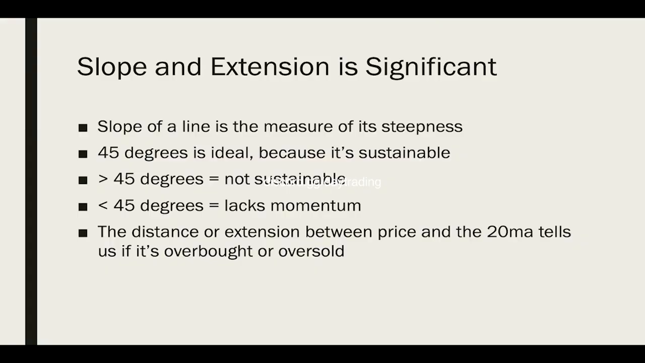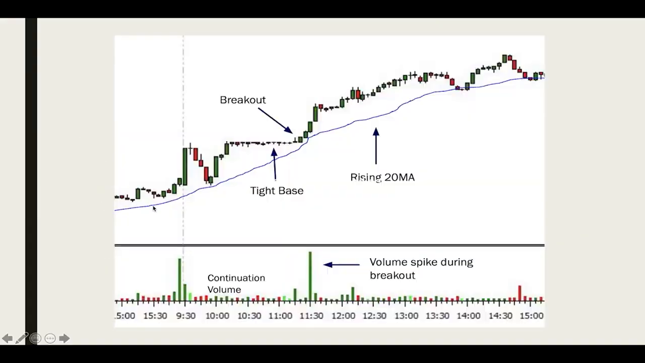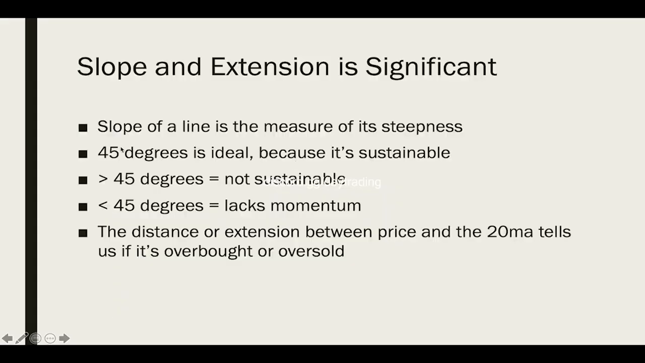That is the measure of steepness of a line. If you have ever taken math classes, I'm sure you have calculated the slope for different math questions before, but we have to remember the 20-day moving average is a line. When we measure the slope of it, we measure how steep it is. Ideally we have something that's 45 degrees. 45 degrees is ideal because it shows that the move is sustainable, the uptrend is sustainable.